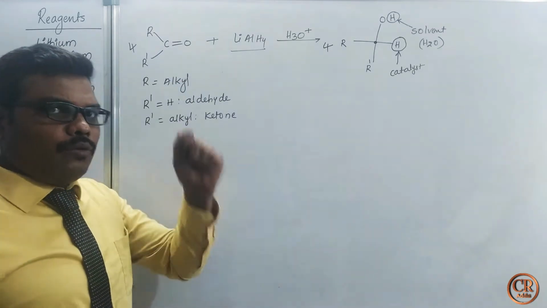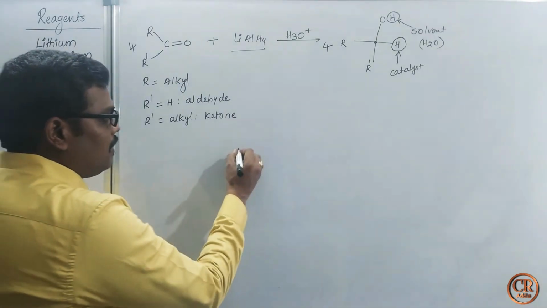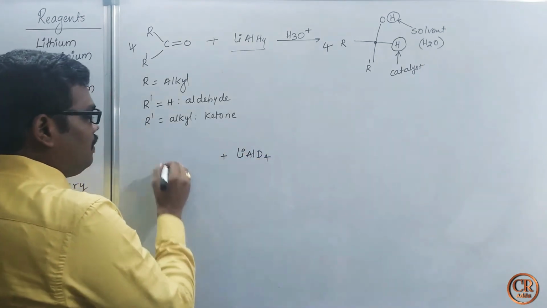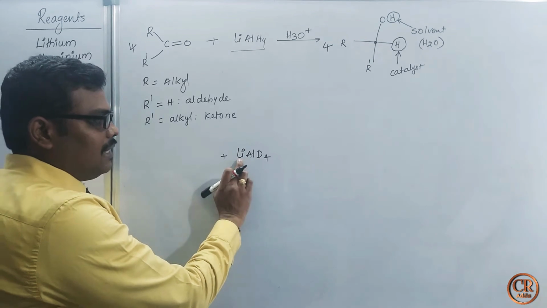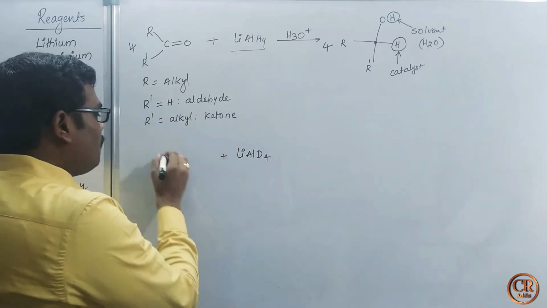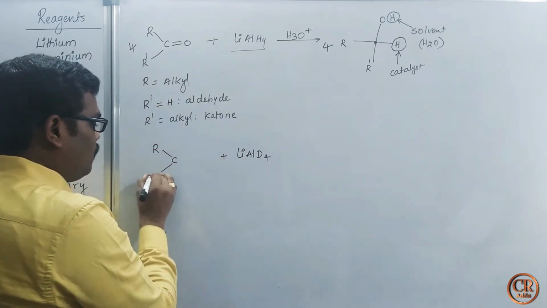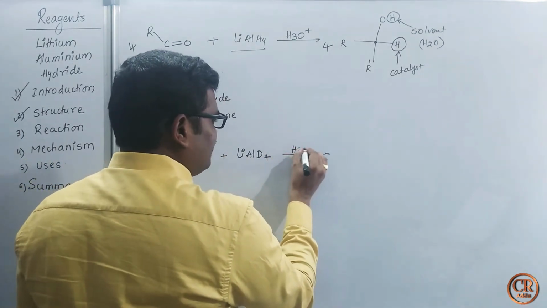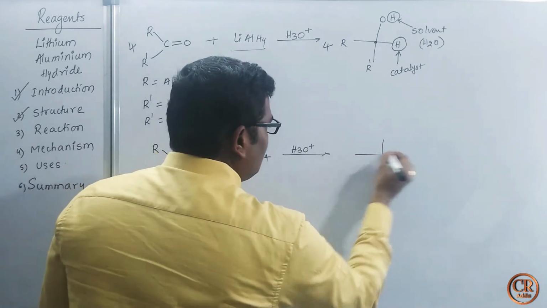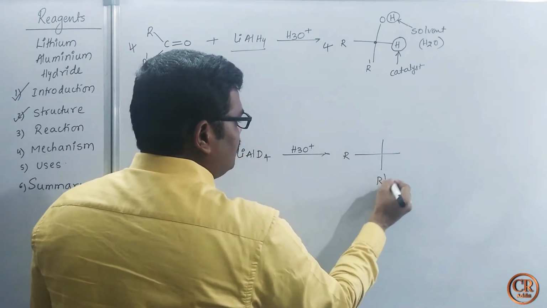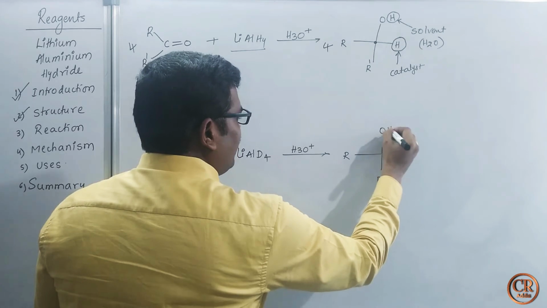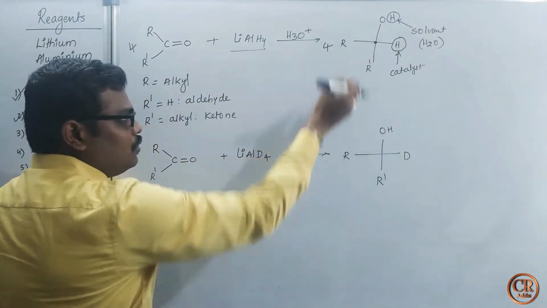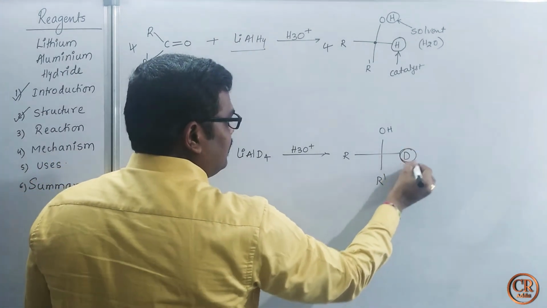We can also prove this by taking lithium aluminum deuteride. Formula of lithium aluminum deuteride is LiAlD4. Whenever it reacts with the carbonyl compound, followed by hydrolysis in presence of acid, it gives the reduced product. This reduced product is also an alcohol. But if you compare these two, we can identify the difference here.